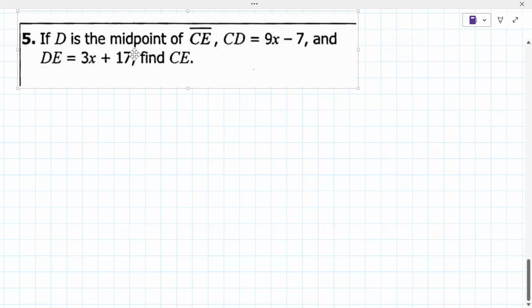It says if D is the midpoint of CE, that means D is in the middle. They're giving you an equation for C to D and an equation for D to E. They want you to find CE. So to do this, I would draw CE as some sort of a line segment, put D in the middle, and then label CD 9x minus 7 and label DE 3x plus 17.